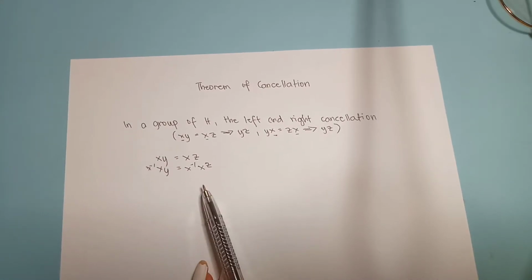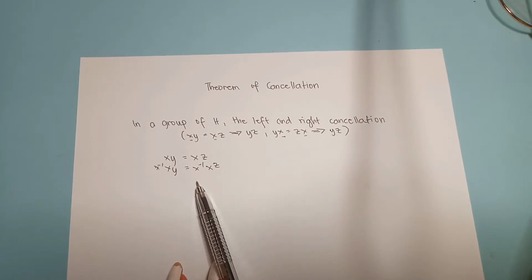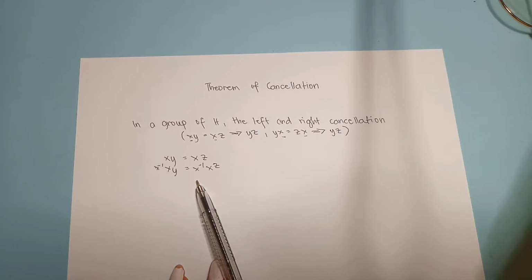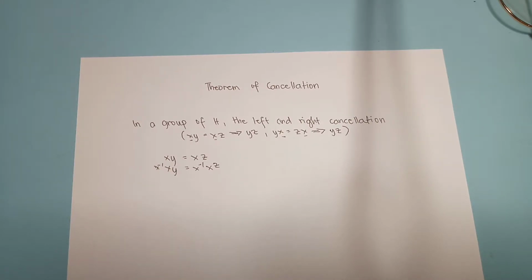Whatever I do to one side, I have to do to the other side also, and I have to make sure I'm doing it on the left on both sides, right? So it's not just like you're used to in algebra where everything is commutative. We don't know if everything is commutative in this case. So if I multiply by x inverse, I have to do it on the left on both sides.